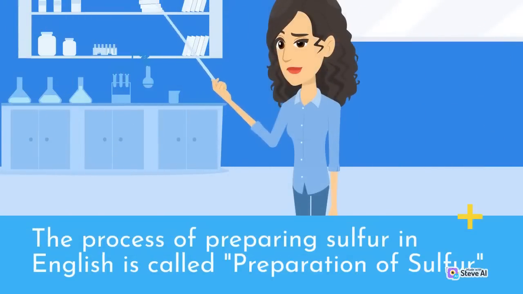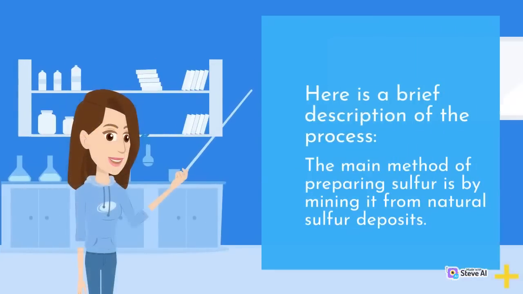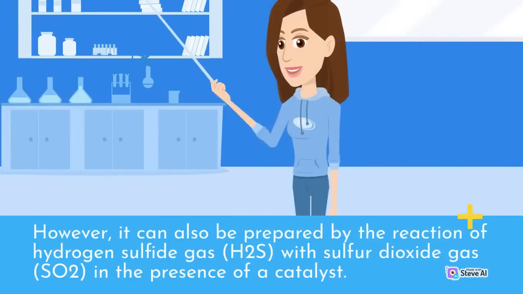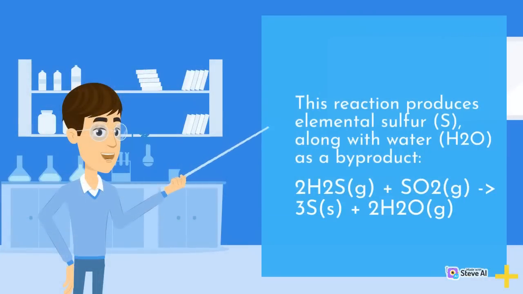The process of preparing sulfur in English is called preparation of sulfur. Here is a brief description of the process. The main method of preparing sulfur is by mining it from natural sulfur deposits. However, it can also be prepared by the reaction of hydrogen sulfide gas, H2S, with sulfur dioxide gas, SO2, in the presence of a catalyst. This reaction produces elemental sulfur, S, along with water, H2O, as a byproduct. 2H2S(g) + SO2(g) → 3S + 2H2O(g).